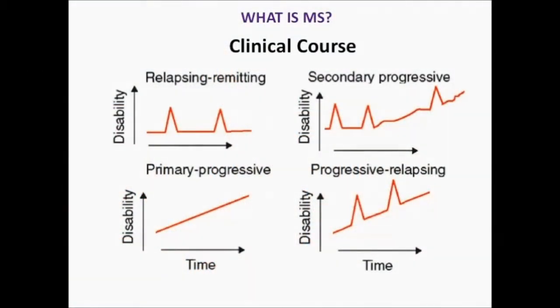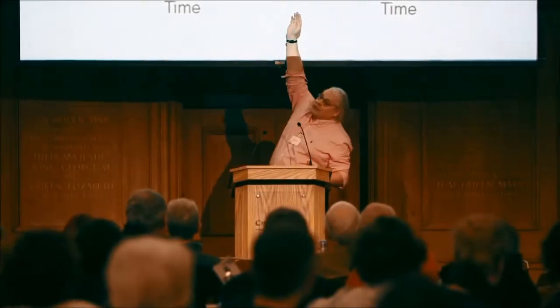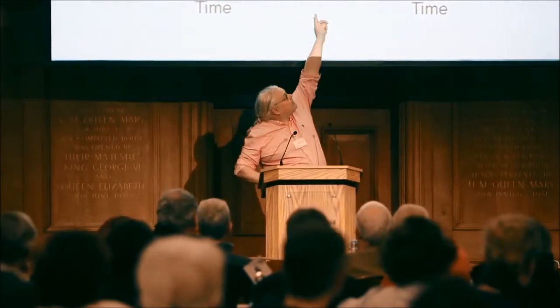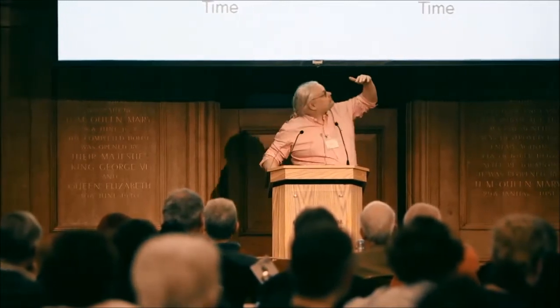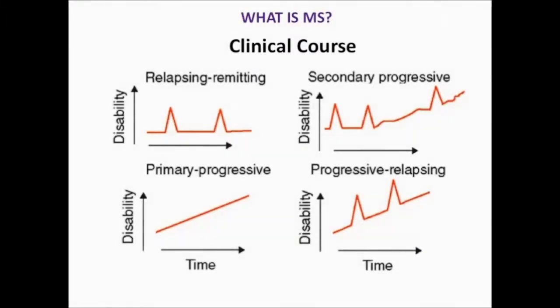So in about 85% of people, you get attacks and then get better. That's called relapsing remitting MS. And then in the majority of cases, many years later, the disease will become secondary progressive. So the disease will slowly get worse without any remissions. Now, in about 10 to 15% of cases, particularly if you're male, older, or non-white, you have a higher risk of starting with this progressive phase straight from onset.